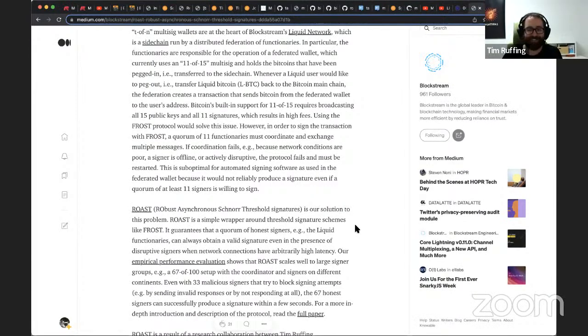I'm assuming it still uses CHECKMULTISIG rather than CHECKSIGADD. The benefit of using CHECKSIGADD is probably not worth the hassle currently. I don't know. I would need to ask the Liquid engineers.